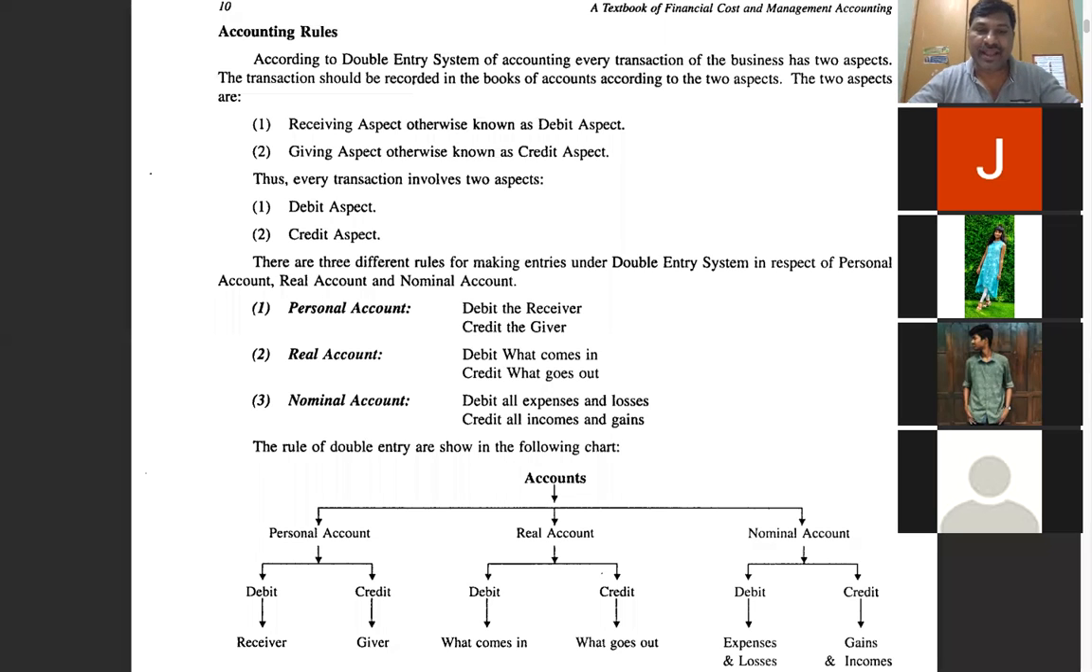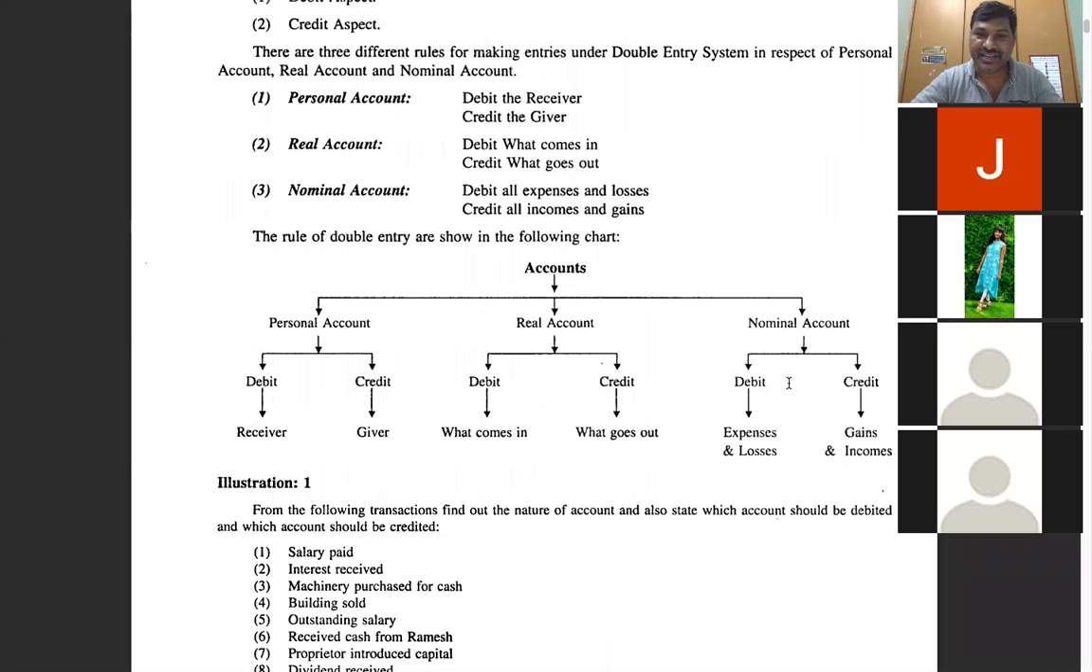Now, in light of this, all this discussion can be seen in this simple flow chart. Personal account: debit the receiver, credit the giver. Real account: debit what comes in, credit what goes out. Nominal account: debit all expenses, credit all incomes. This is the crux of the entire paragraphs given above.